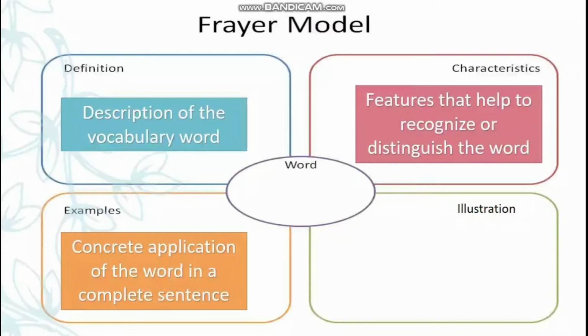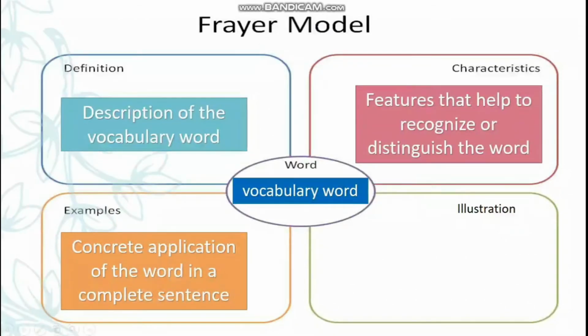This is basically one of the most important parts in the Frayer. You need to put the vocab word that you chose in a complete sentence. So you need to start with a capital letter and you need to end it with a dot or a full stop.